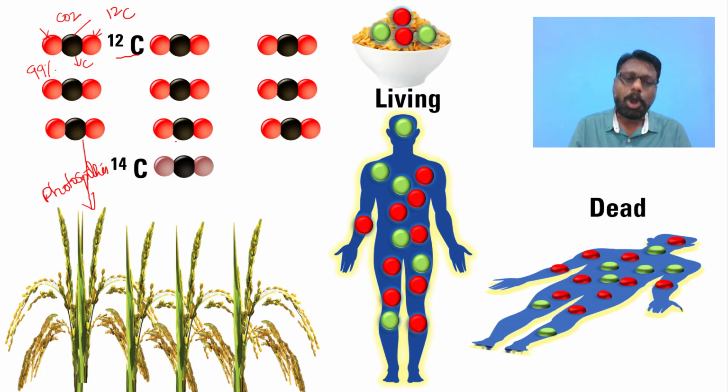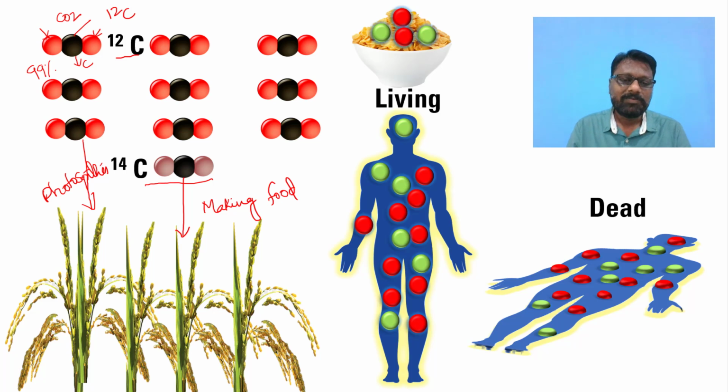Along with C12 and C13, you are also able to see in nature the C14 carbon. This C14 is also absorbed by the plants for the purpose of making food material in the form of photosynthesis.